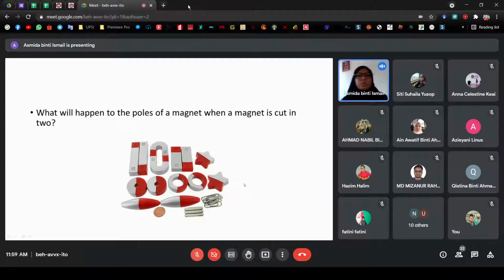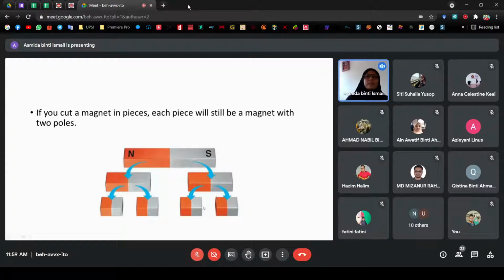What will happen to the poles of the magnet when the magnet is cut in two? If you cut a magnet in pieces, each piece will still be a magnet with two poles. Ini maksudnya. If you have this one magnet bar and we cut it into two, okay, it will produce another magnetic bar with the two poles.